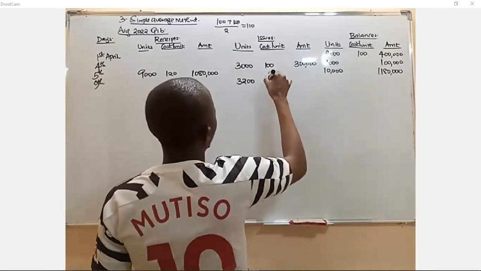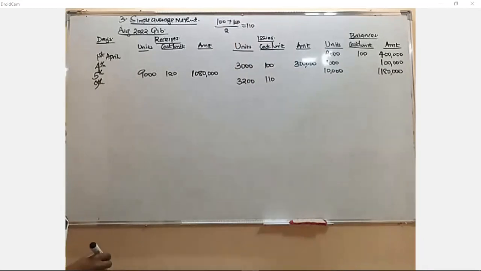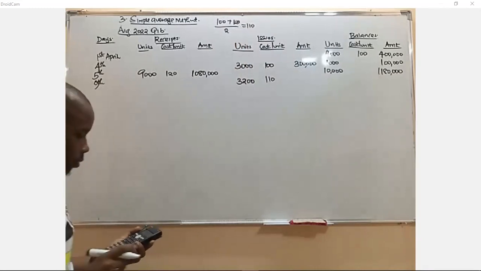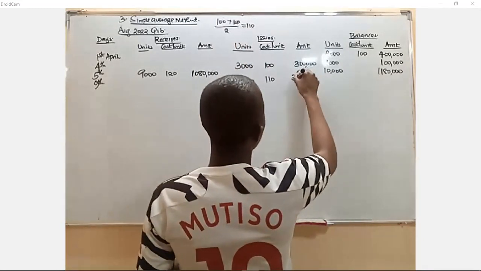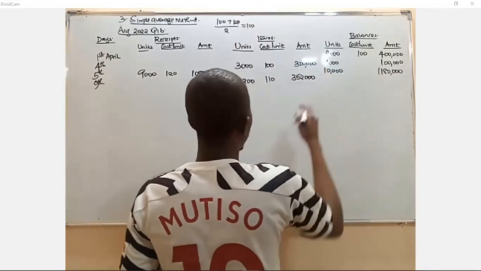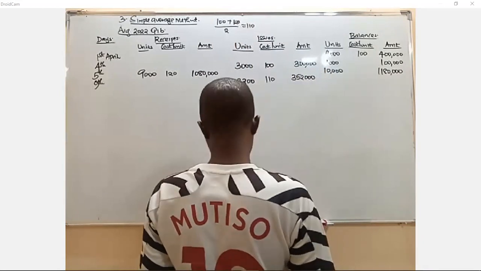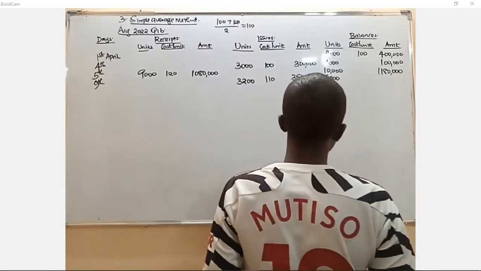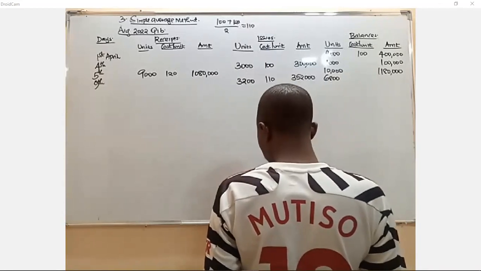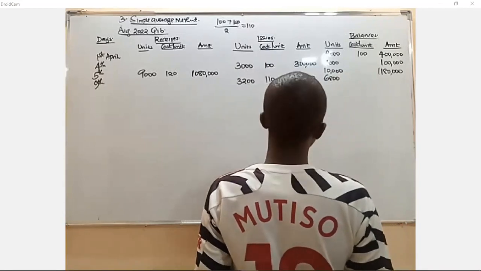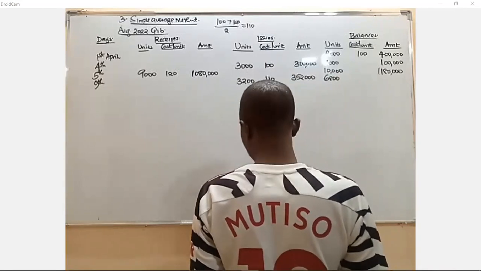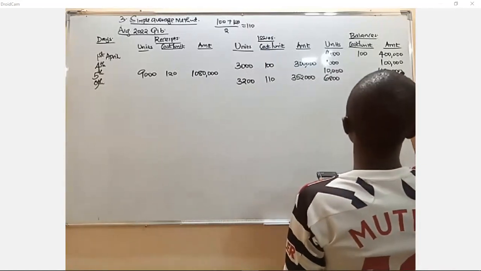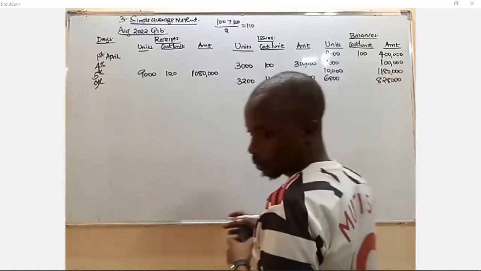Hiyo ndio tunaissue nayo hapa, 110, the cost per unit. So unasema 3,200 times 110. Unapata 352,000. Tuanisha hapa 10,000 minus 3,200, getting 6,800. Ukituanisha pale 1,180,000 minus 352,000, we are getting 828,000. That was on 9th.